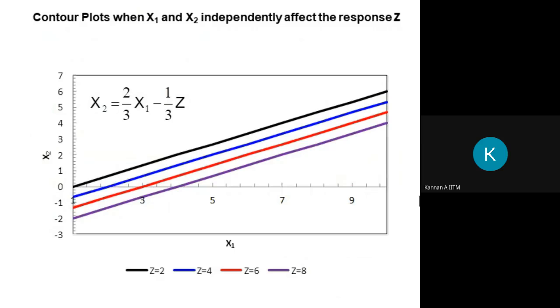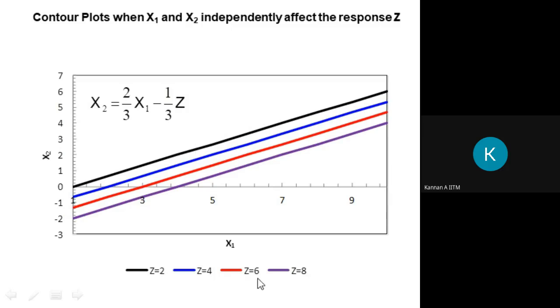Okay, so now let us take a very simple case where Z is the response and X1 and X2 are the parameters or the independent variables. Okay, X2 can be pressure and X1 can be temperature. So when you plot the contour plot, you are going to have these lines. So what it essentially tells me is, and these are straight lines, and each of the lines represents a constant value of Z. For example, this dark line is Z equal to 2, the blue line is Z equal to 4, and then Z equal to 6 for the red line, and for the last purple line Z equal to 8.